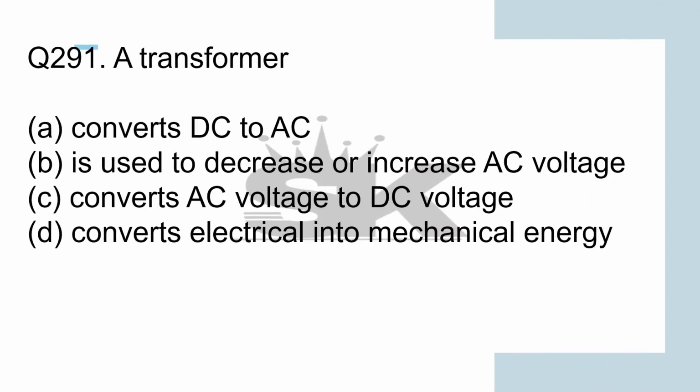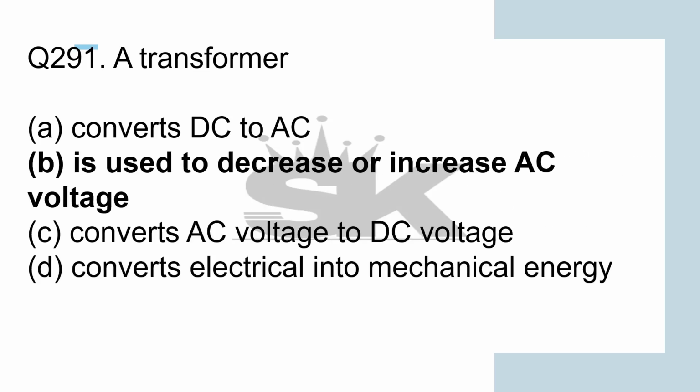Transformers are used to increase or decrease alternating current voltage in circuits. The transformer is usually built with two coils around the same core. Transformers cannot increase power, so if the voltage is raised, the current is proportionally lower. So here the answer is used to decrease or increase AC voltage.